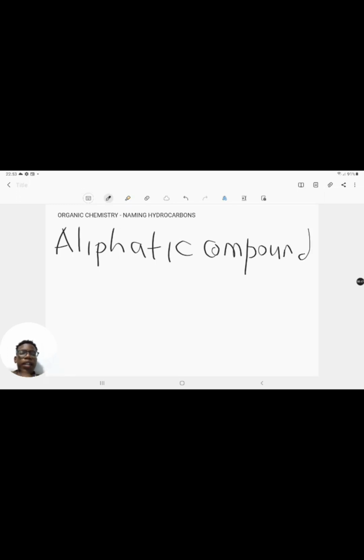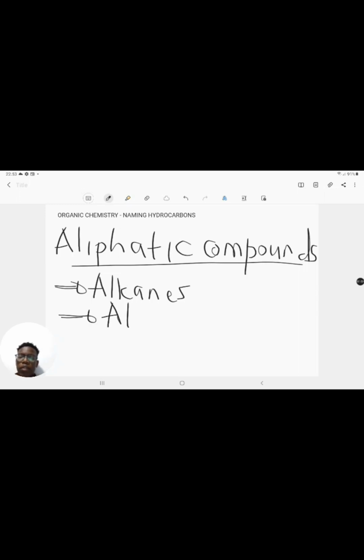And we discussed what makes up those aliphatic compounds, and we saw that aliphatic compounds are made up of alkanes, alkenes, and alkynes. And we saw that all these three groups are distinguished by the number of bonds between adjacent carbons. And we established that the number of bonds between adjacent carbons in our alkanes is always 1.